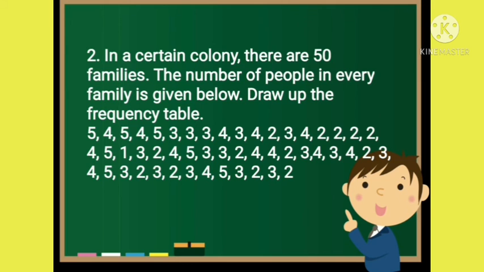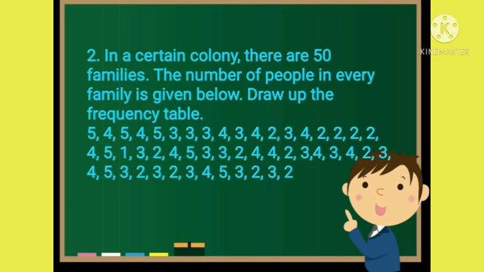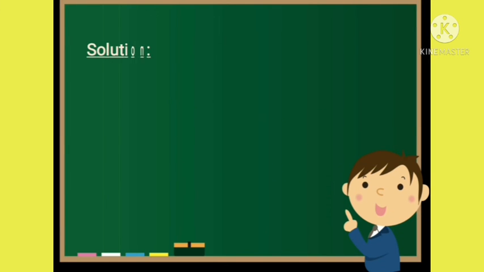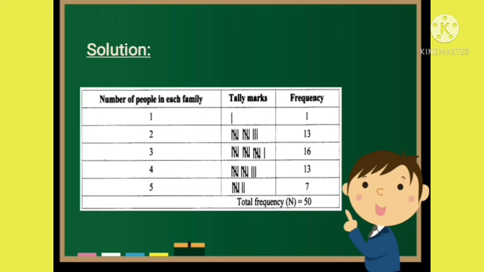Let us see the second sum. In a certain colony, there are 50 families. The number of people in every family is given below. Draw up the frequency table. Here they have given the information about the number of people in each family. We have to draw a frequency table. Let us solve by drawing a frequency table here.